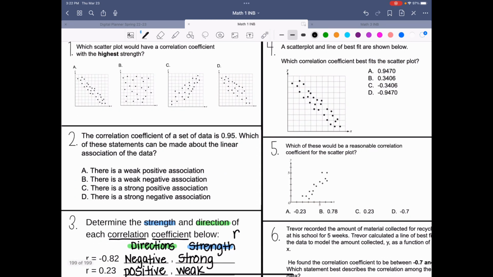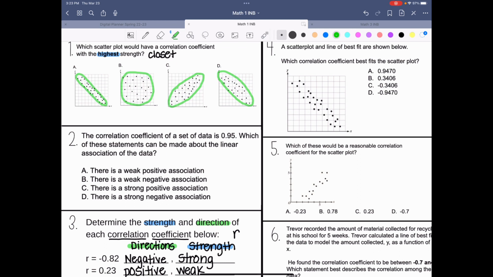All right, so let's go back up to the top. It says, which scatter plot would have a correlation coefficient that has the highest strength? To have the highest strength, that means it's the one that is the closest together. So when I think about this, if I were to circle these, here's my circle for that one. Here's my circle around these. Here's the circle around this scatter plot. And here's the circle around this scatter plot.